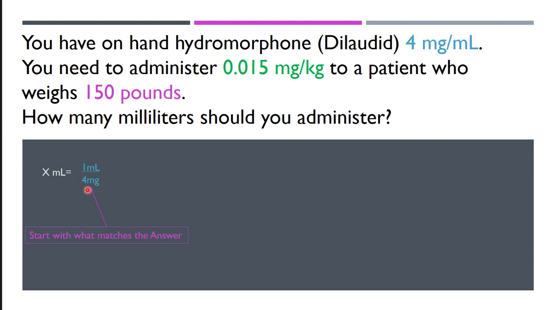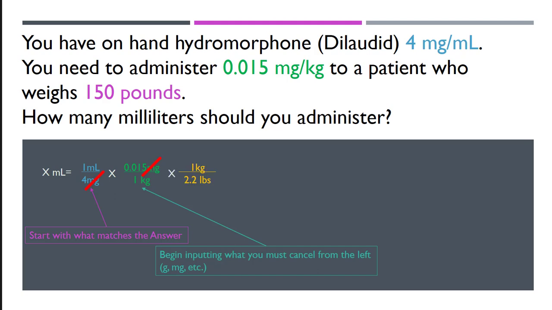I need to get rid of the milligrams. Do I have anything up here with milligrams? I do. 0.015 milligrams per kilogram. So I'll put it up there. Same exact way. I need to be able to cancel out the milligrams, which I do. Now I have kilograms on the bottom. What do I have up there? Well, I don't really have anything, but I do have pounds. So I know I need to convert.